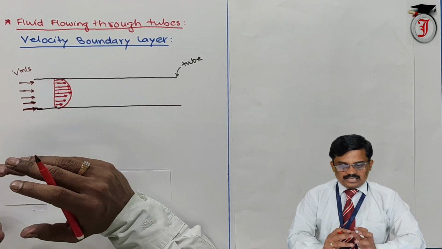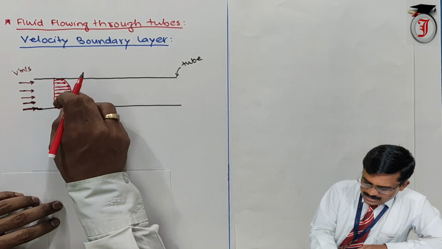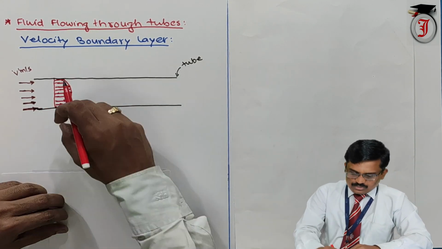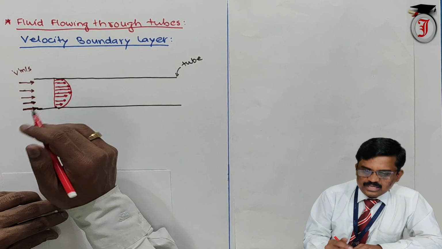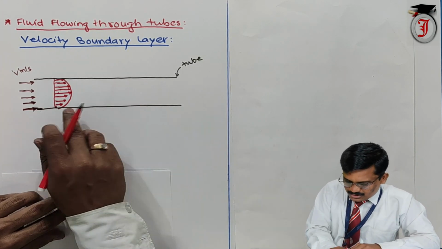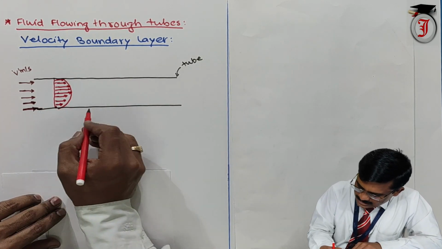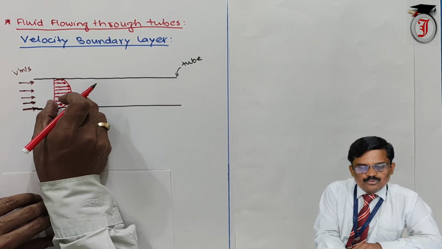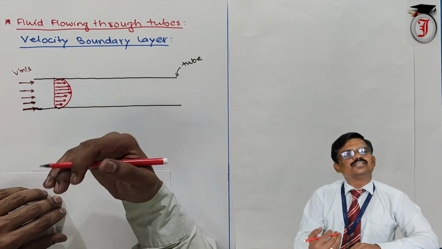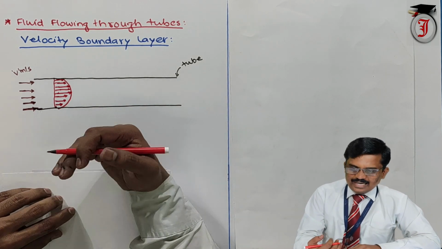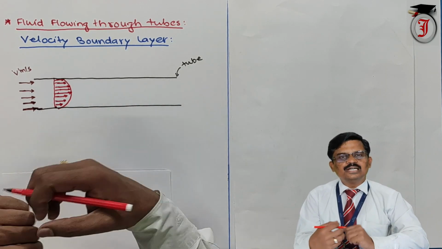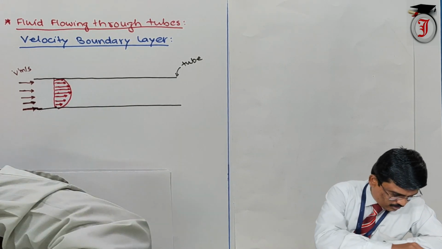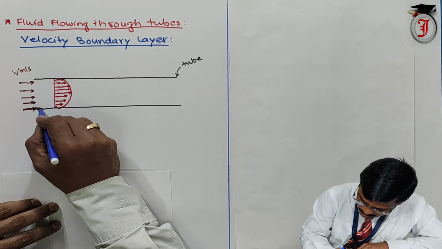So we can say the thickness of this velocity boundary layer goes on increasing in the flow direction. As we move along the flow direction, the thickness of the velocity boundary layer goes on increasing until the boundary layer reaches the center. So this thickness goes on increasing. So let us draw the boundary layer here.